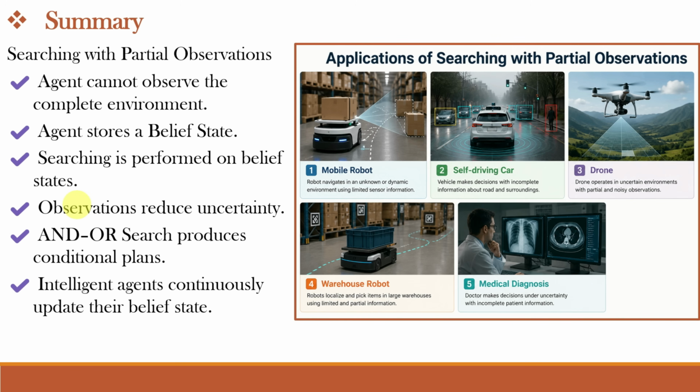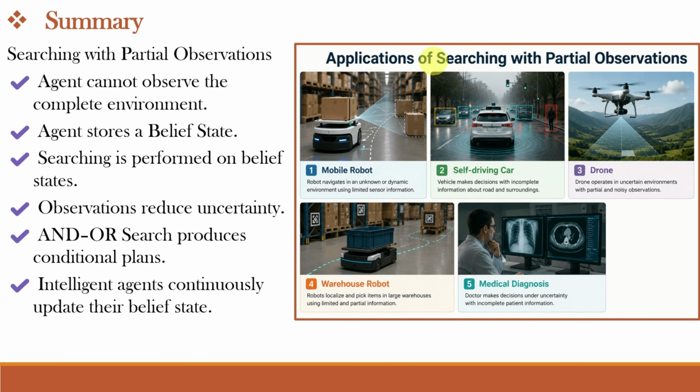When the agent performs an action, it predicts possible outcomes. Then it receives observations from the sensors, which reduces uncertainty. And using and/or search and conditional plans, the agent continuously updates its belief state by removing impossible states. And this process continues until the goal is reached.